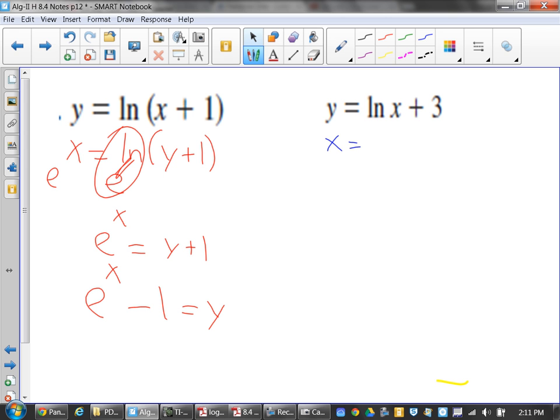Here, switch it. What do you have to do first? Can I e it first, or do I have to move the 3? I gotta move the 3 this time, because this is not tacked in with parentheses. It's not part of the natural log. The only thing that has the natural log right now is y. That's the difference between these two problems. There's no parentheses in this one. So now you move the 3 over, you get x minus 3 is the natural log of y. Now you e it. When you exponentiate both of these, e to the natural log of y becomes y. And this is just e to the x minus 3. And that stays up in the exponent.